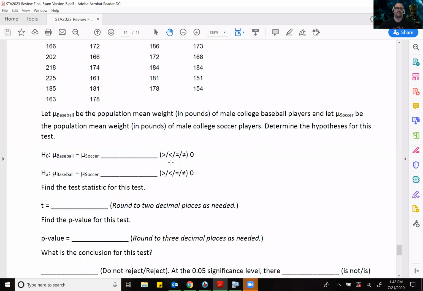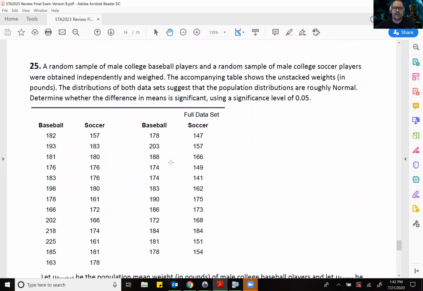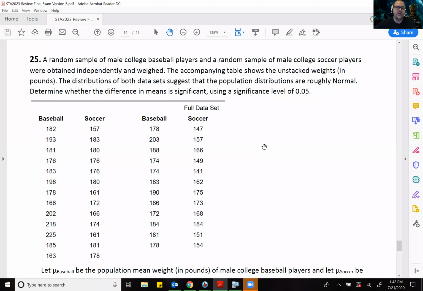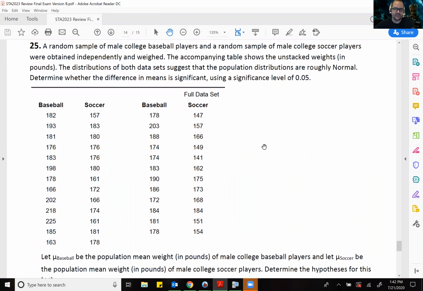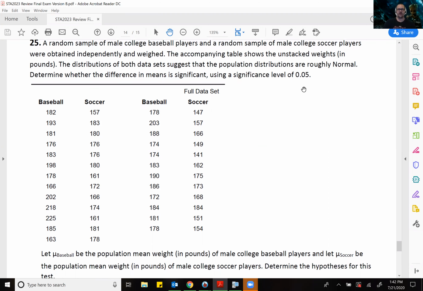So up here it says a random sample of male college basketball players and a random sample of male college soccer players were obtained independently and weighed. Sorry, I just read that weird. So we obtained some basketball players and soccer players, males, and we weighed them. The accompanying table shows the unstacked weights in pounds. The distribution of both sets of the populations are normal. Determine whether the difference in means is significant. Use a significance level of 0.5.